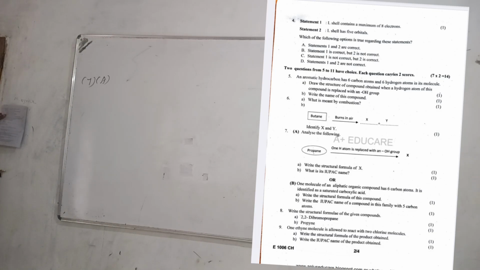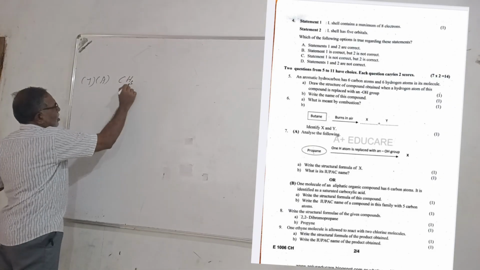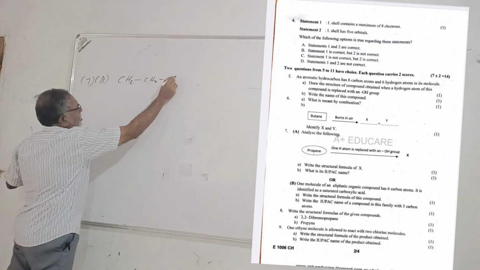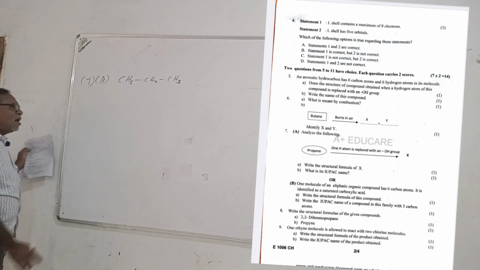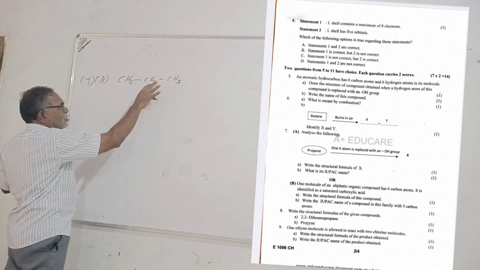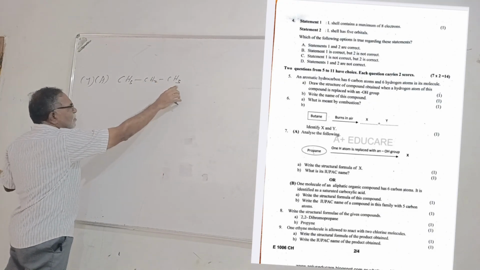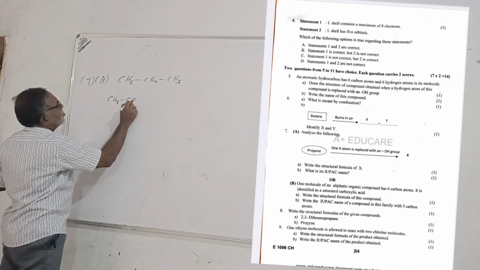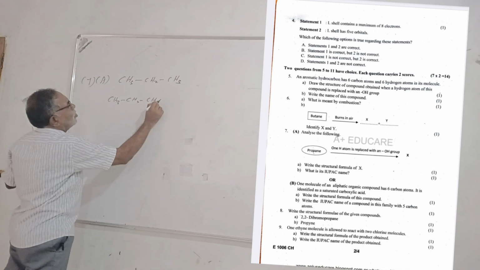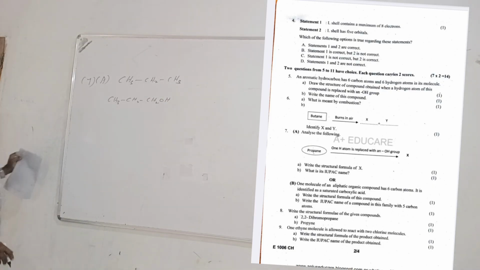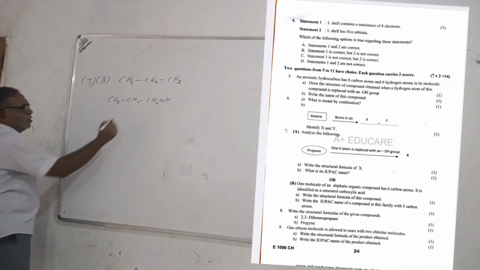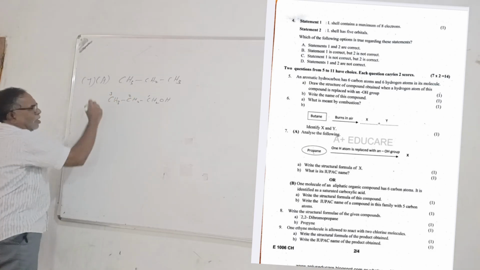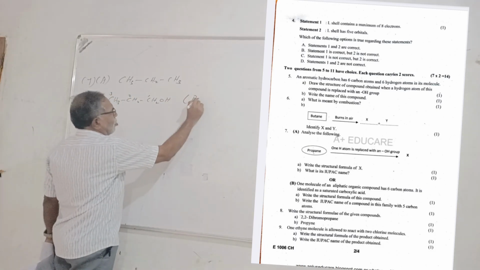Propane. One hydrogen atom is replaced with an OH group. Propane is this one, CH3, CH2, CH3. So a hydrogen atom can be removed from here or also from here. If the hydrogen atom is removed from here, we can write CH3, CH2, CH2OH. One hydrogen atom is replaced with an OH group. You can name it. The IUPAC name is propan-1-ol.